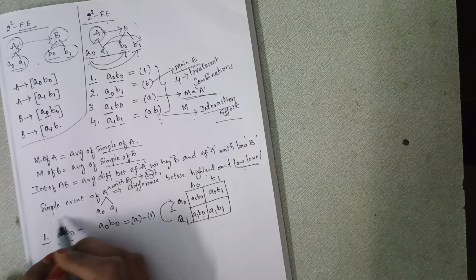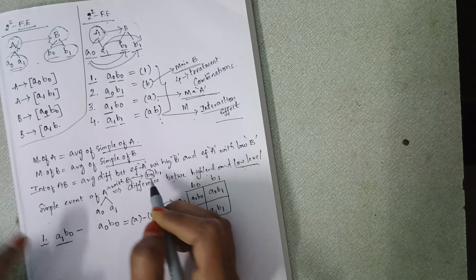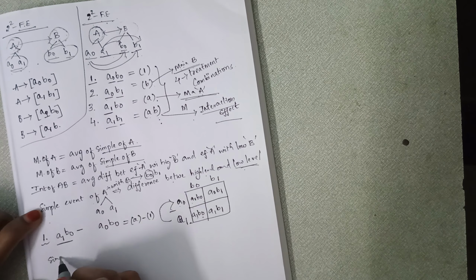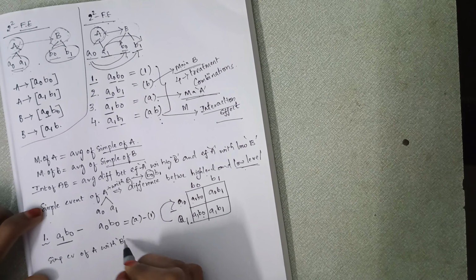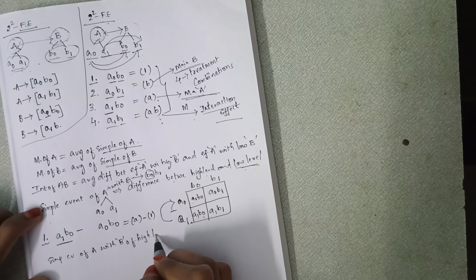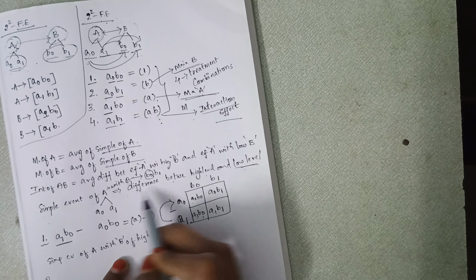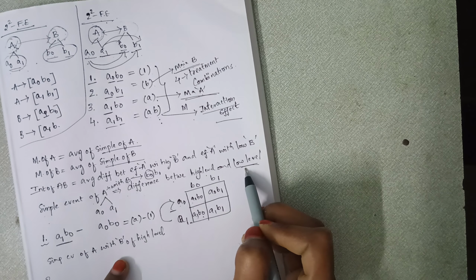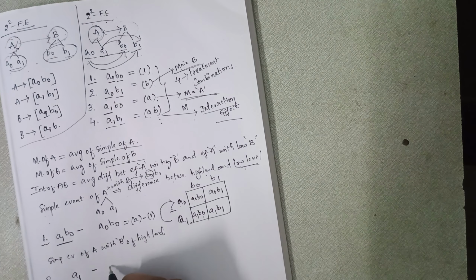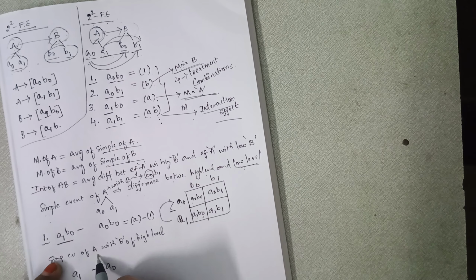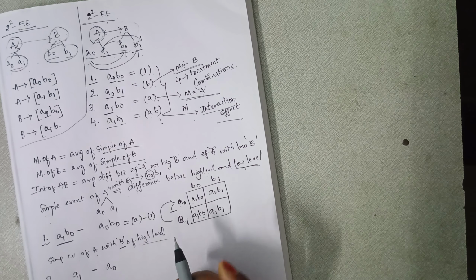Okay. Here is the simple event of A with factor B of low level. Now next we need to find out the simple event of A with B of high level. So the second one will be, again, the difference between high level and low level. High level of A is A1 minus low level of A is A0, and here the simple event of A with B of high level. The high level of B is nothing but B1.